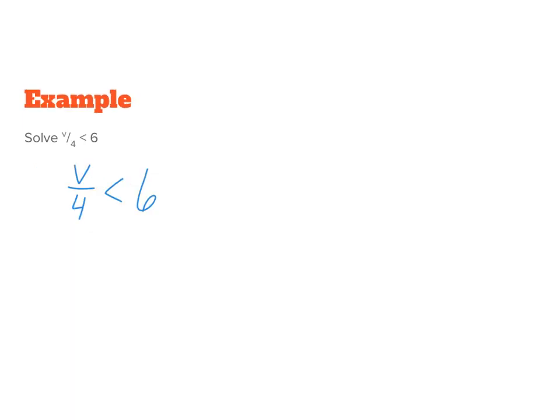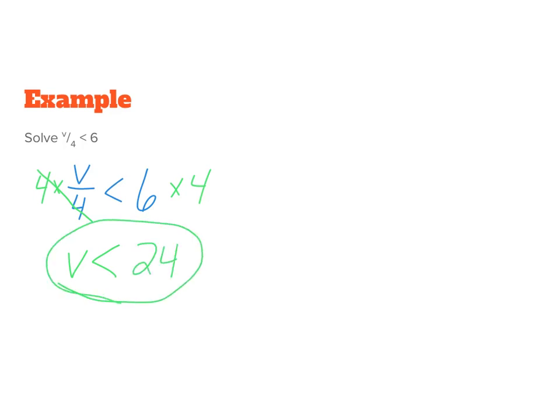For our next example, we have v divided by 4 is less than 6, and we're going to solve for v. Since v is being divided by 4, to undo that, I need to multiply by 4. If I multiply the left side by 4, I need to multiply the right side by 4 as well. On the left, the two 4's cancel each other out, leaving just v. The inequality stays the same. It was less than, it stays less than. On the right side, 6 times 4 gives me 24. So my final answer is v is less than 24.